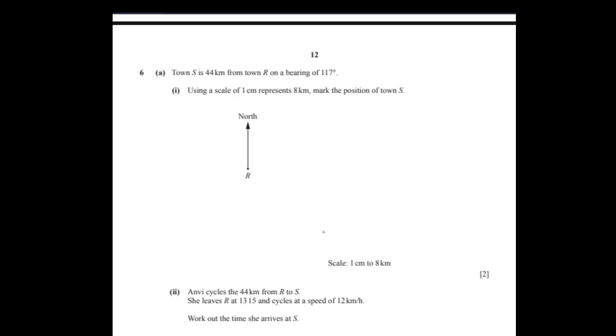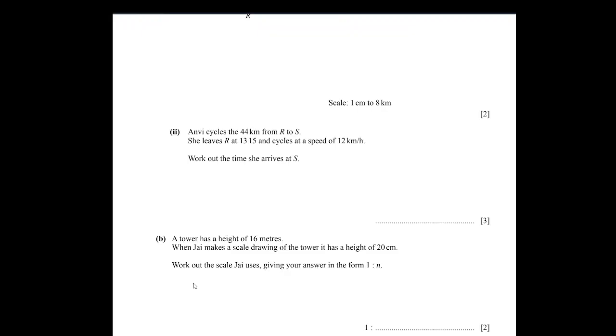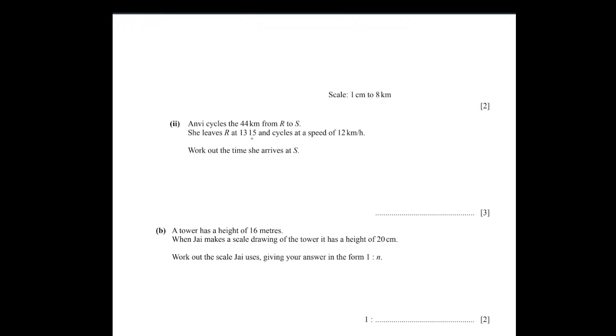Question number 7 now. Anvi cycles the 44 kilometers from R to S. She leaves R at 13:15 and cycles at a speed of 12 kilometers per hour. Work out the time she arrives at S. So here the distance is there, we know the speed, so we will find out the time.